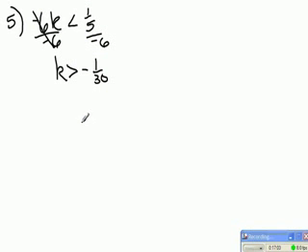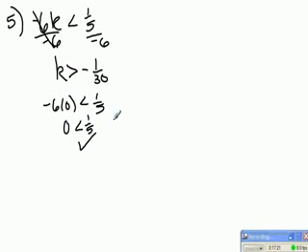And again, I need to plug in something to check my answer that is greater than negative 1/30. I'm going to choose 0. So if I put in negative 6 times 0 less than 1/5. Negative 6 times 0 is 0. And 1/5. 0 is less than 1/5, so that works. So my answer was correct.